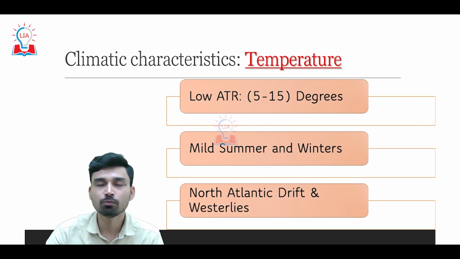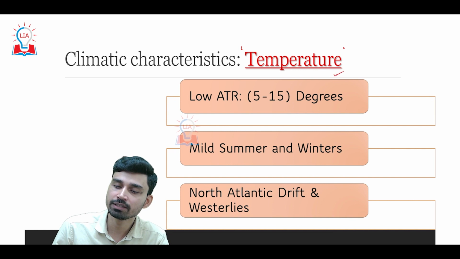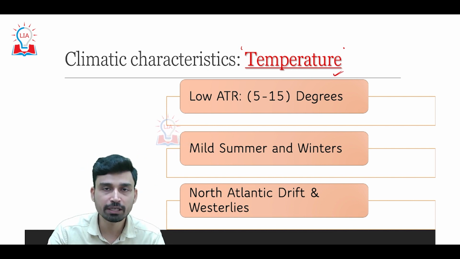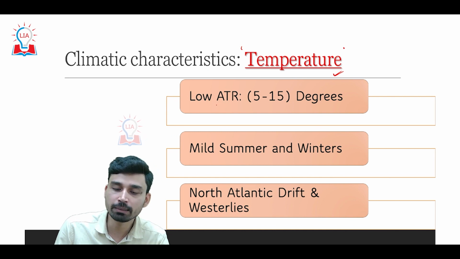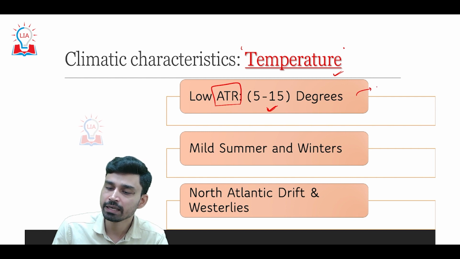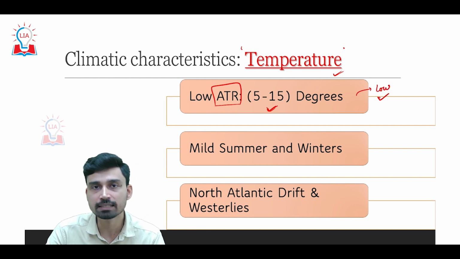Now let us try to understand the most important facts, that is, what are the major climatic characteristics of this particular climatic region. So first, if we talk about the temperature conditions of this climate, the annual temperature range of this region is low, ranging somewhere between 5 to 15 degrees, which is very low as compared to the regions which are located at the same latitude.